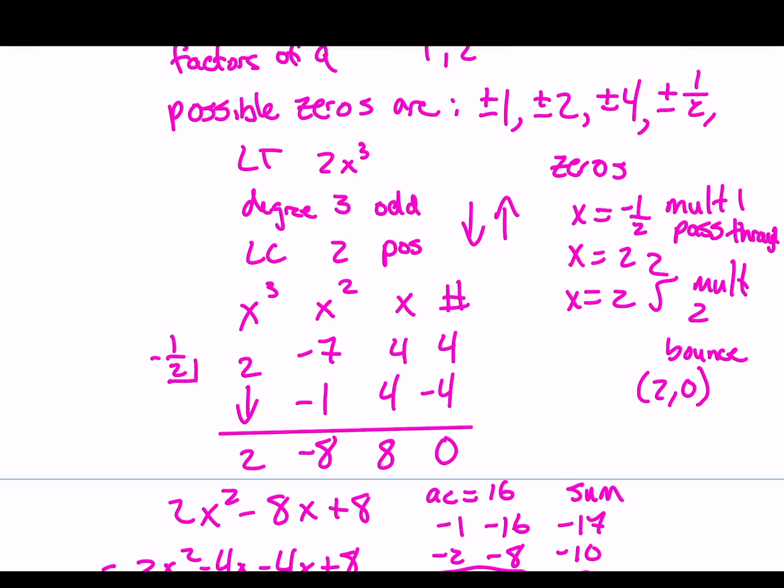Now, it could have been the case that we didn't pick a zero the first time that we chose one of these possible values.